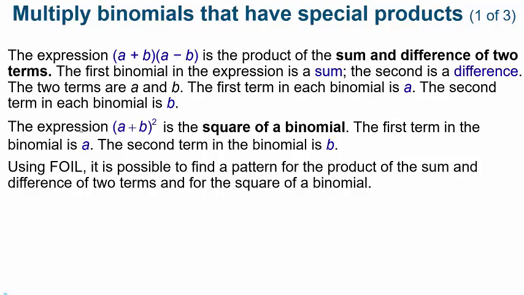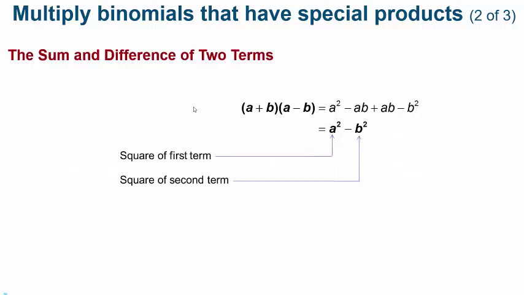The next expression we're going to look at, a plus b squared, is the square of a binomial. The first term in the binomial is the a, and the second term is the b here. So using FOIL, it's possible to find a pattern for the product of the sum and difference of two terms and the square of a binomial. This right here is going to be a common one we'll see. And hopefully after you see how it FOILs out, you'll see a pattern that develops.